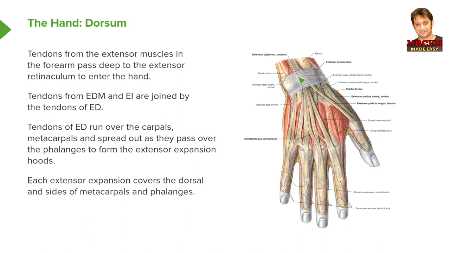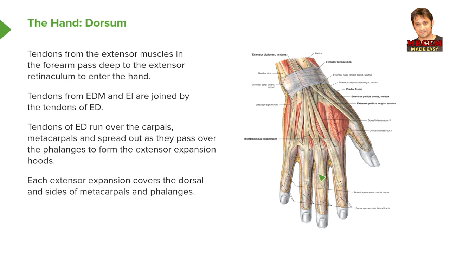We can see that we have the tendons of extensor digitorum and extensor digiti minimi and extensor indicis, all passing through this tunnel which is created dorsally to the wrist. So between the carpal bones of the wrist and the extensor retinaculum, we can see the extensor digitorum tendons here, we can see extensor digiti minimi here, and we can see extensor indicis passing all the way to the index finger. Each extensor expansion covers the dorsal aspect of the metacarpals and phalanges.